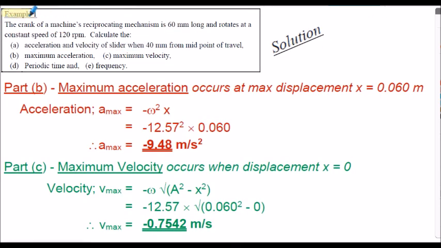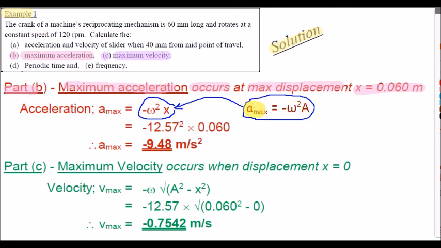Example 1, solution continued. Part B, we have to determine the maximum acceleration. So part B, the maximum acceleration occurs at the maximum displacement. So that's when x is equal to 0.06 meters. So from our previous derivation, the maximum acceleration in this case will be the negative omega squared multiplied by x, where x is equal to a. Thus a max simplifies to negative omega squared a in this case.